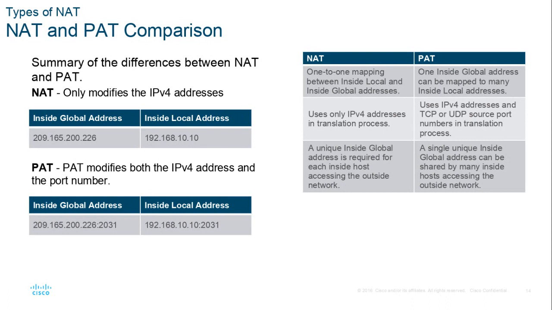Now notice this terminology down here. When we take a number like 209.165.200.226 and put a colon and then put those 4 digits, 2031, that's a combination of the layer 3 IP address and the layer 4 port number. So that's sometimes called a socket when you put the IP address and the port number together.